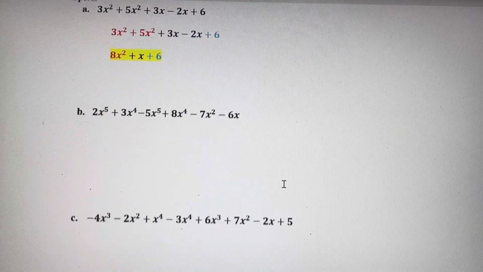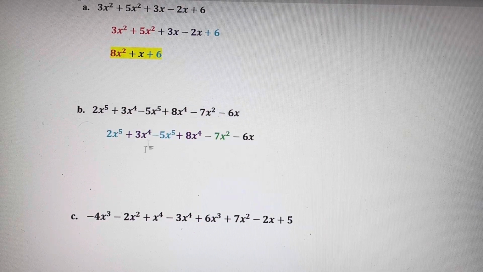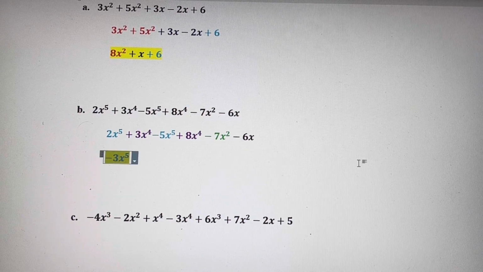So let's look at B. Let's color code everything. So we've got the x to the 5th terms in light blue. We've got the x to the 4th terms in purple. We've got the x squared terms in green, and then we've got the x term in black. So the terms that are alike, I want to combine those. So I've got a 2x to the 5th and a negative 5x to the 5th, which combines to be negative 3x to the 5th.